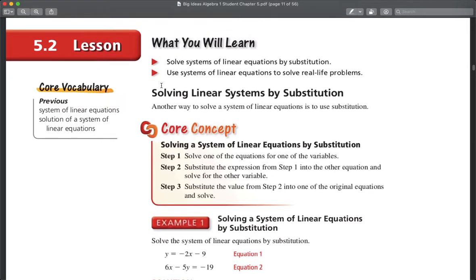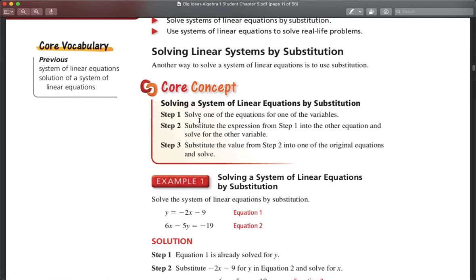Just keep in mind what you're going to learn today is how to solve systems of linear equations using substitution. Using systems of linear equations to solve real life problems is going to be in the later videos. So the very first thing I want you to do is write down the core concept. It's the three-step process for how to solve a system of linear equations by substitution.